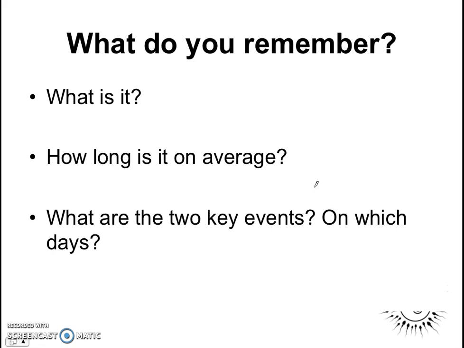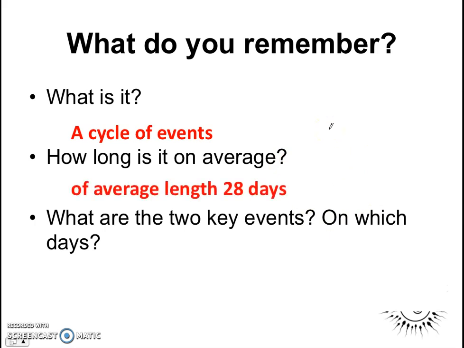Okay, so what is the menstrual cycle? Well, it's basically a cycle of events. How long is this cycle? So every cycle, how long does it take? On average, around a month. I hope you can remember the magic number. It takes a length of 28 days on average.